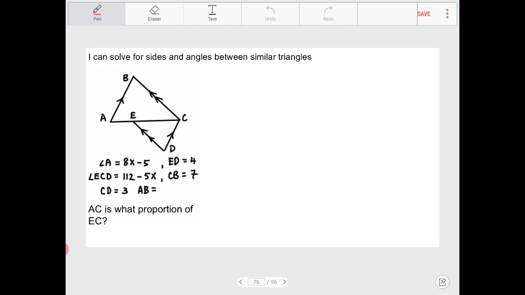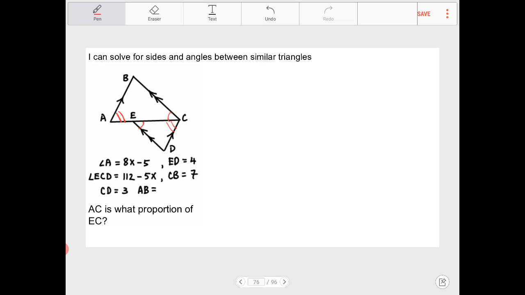Okay, last question. Pause the video to see if you can figure this out on your own. I know that AB is parallel to CD. I also know that BC is parallel to DE. So I have a bunch of parallel lines happening here, so I know immediately that these angles over here are alternate interior angles. I also recognize that these angles over here are also congruent because of alternate interior angles as well.